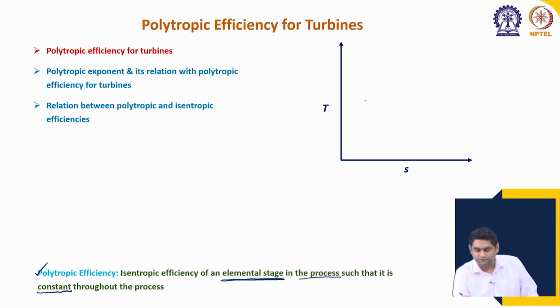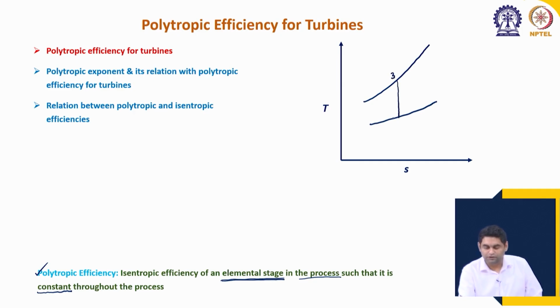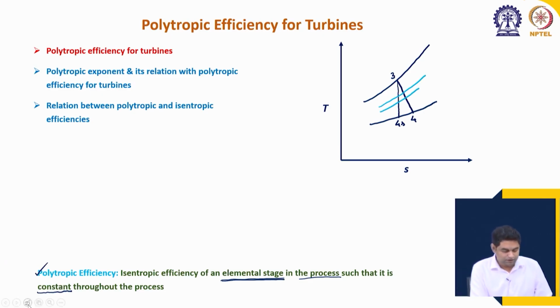So, if I have two constant pressure lines like this, let us say that this is the ideal process going from 3 to 4S, and this is the actual process going from 3 to 4. We will take an infinitesimal pressure ratio within the process, which we will draw in an exaggerated manner, but you get the idea.